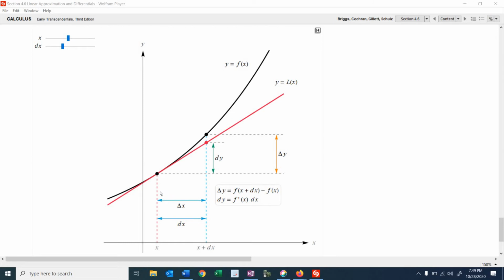Now, the more important point to make here is, as we make this change in x here, notice that the change in the y value that occurs on the function would be the distance between the y value here and the y value here. Okay, so that distance there is called delta y, right? The change in the y value that occurs when we make this change in the x value down here.